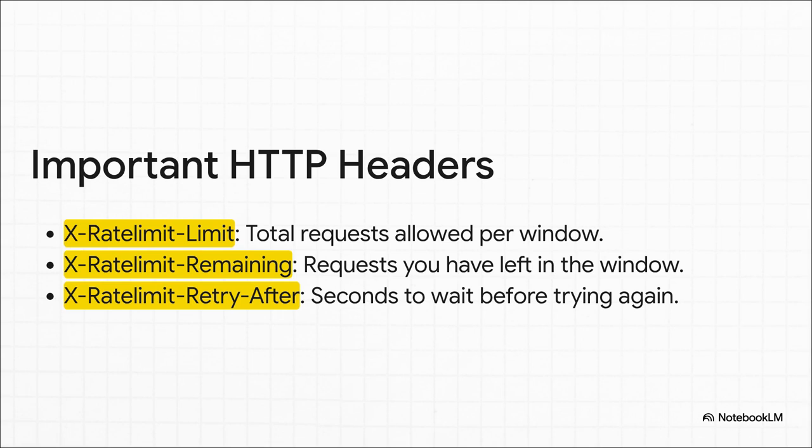X-RateLimit-Limit tells you the total number of requests you're allowed. X-RateLimit-Remaining tells you how many you have left. And if you do get blocked, X-RateLimit-Retry-After tells you exactly how many seconds to wait. It helps developers play by the rules.